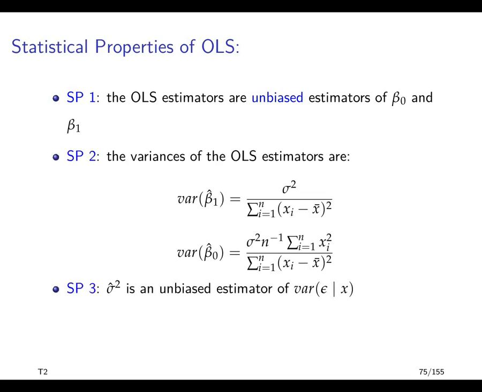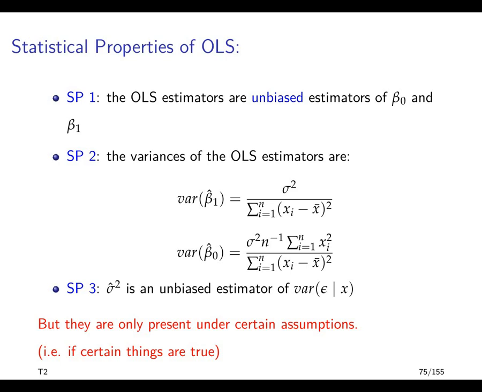We are going to see in statistical property number 2 that the variance of the OLS estimators follow these formulas that you can see in there. And lastly, we're going to see in statistical property number 3 that sigma hat squared, that we'll define later on in the next section, is an unbiased estimator of the variance of the error term.